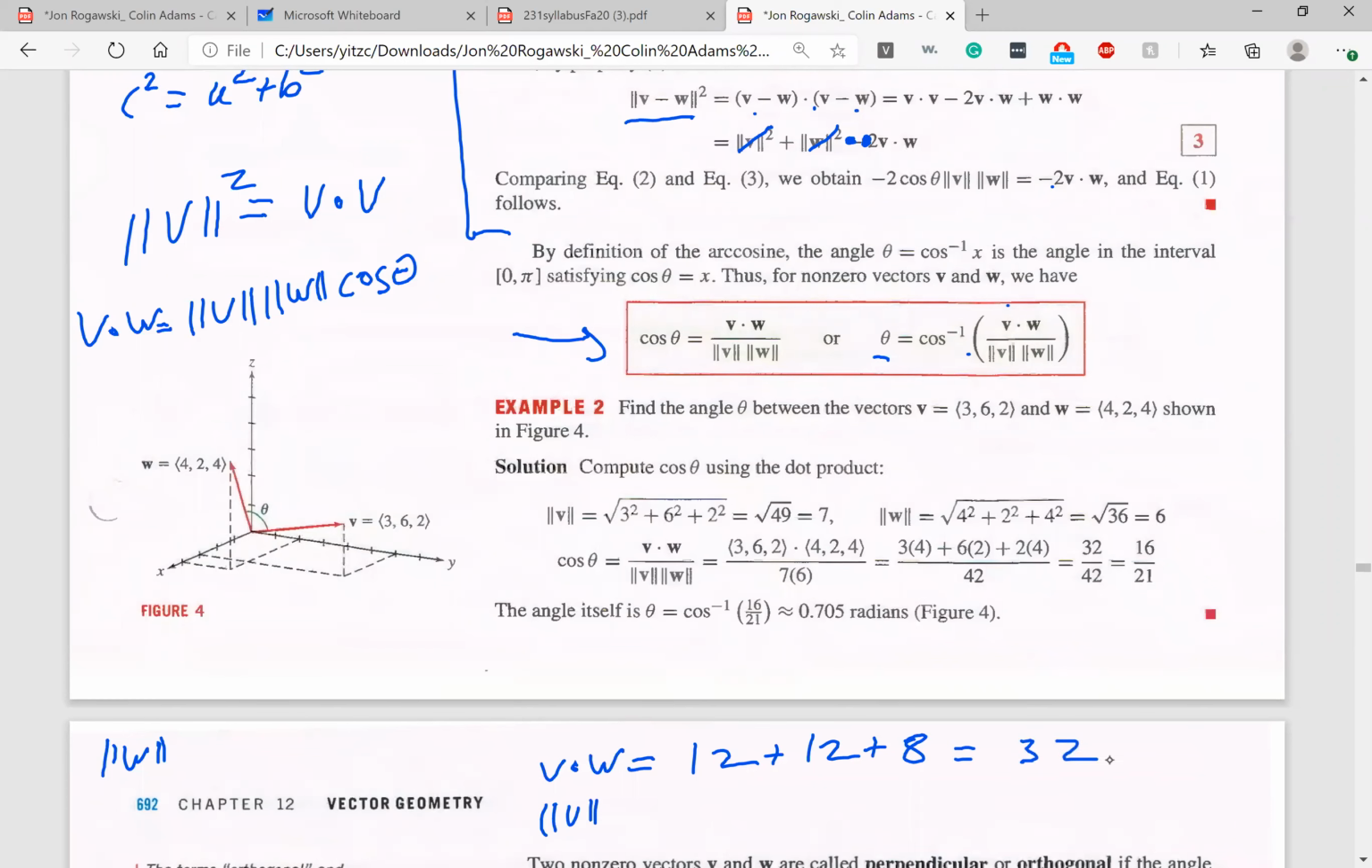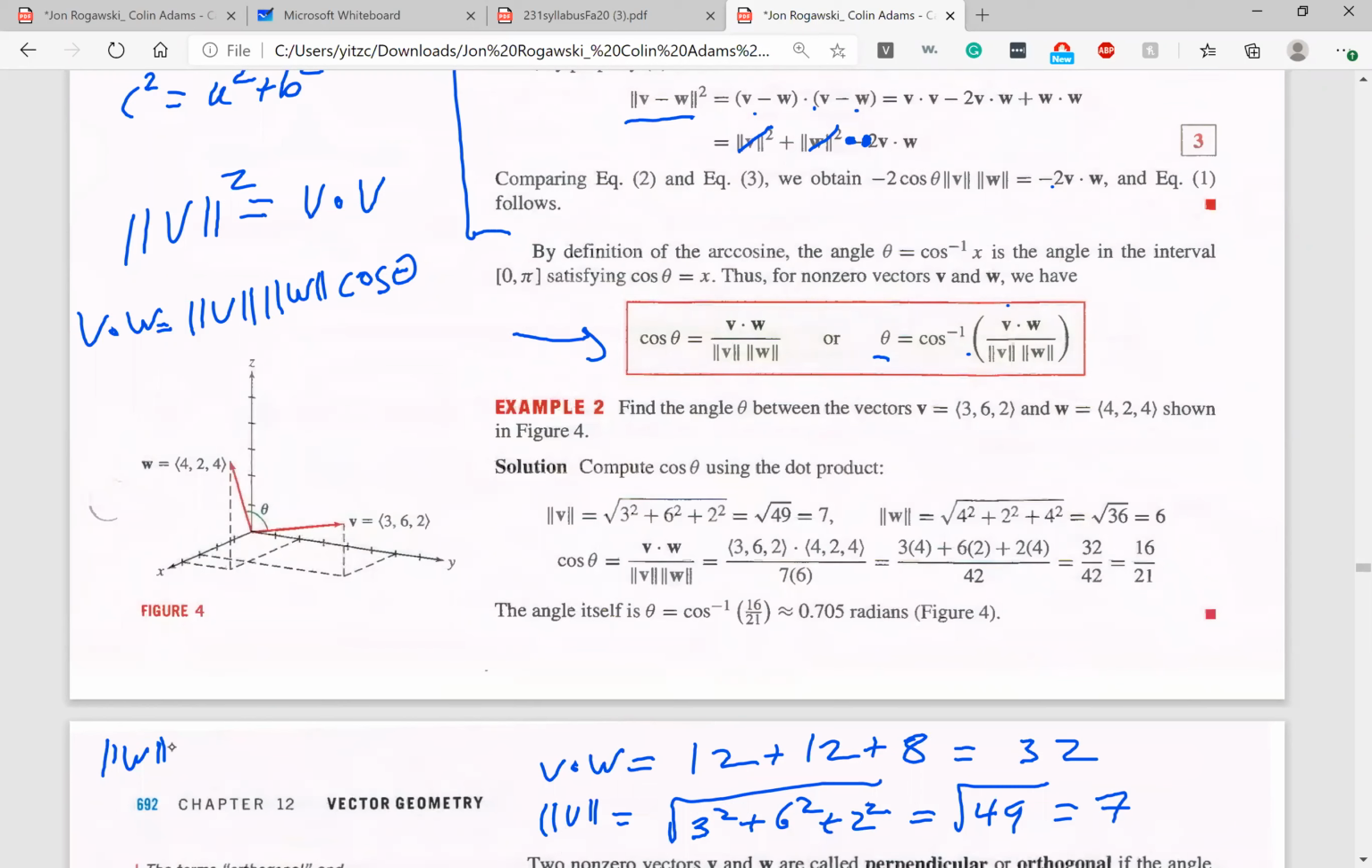Okay. Now the magnitude of V is going to be equal to the square root of 3 squared plus 6 squared plus 2 squared, which is going to be the square root of 49, and that's going to be 7. So that's the magnitude of V.